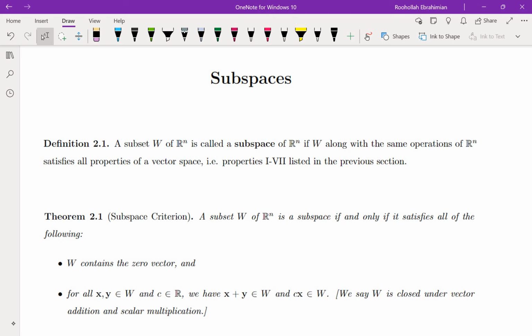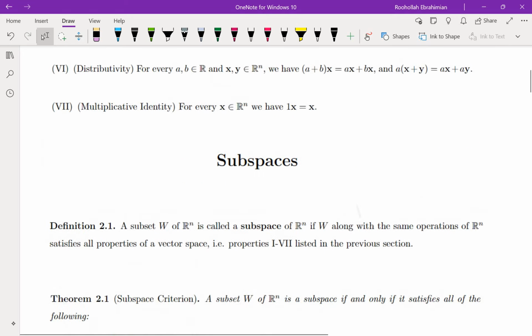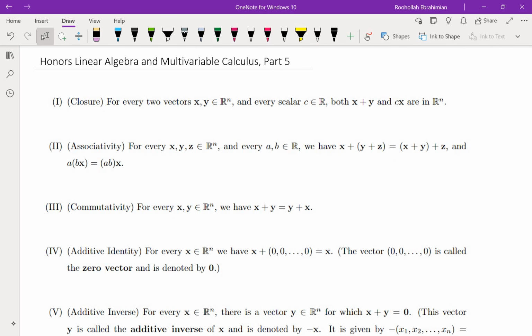A subset W of Rn is called a subspace of Rn if W along with the same operations of Rn satisfies all properties of a vector space. In other words, the 7 properties that we listed above. In other words, if you take every 2 vectors in that subspace, the sum and the scalar multiple would be in the same subspace. So what we have to do is to replace this with our subspace, let's say V. Everywhere I have Rn, I will have to replace it with V.